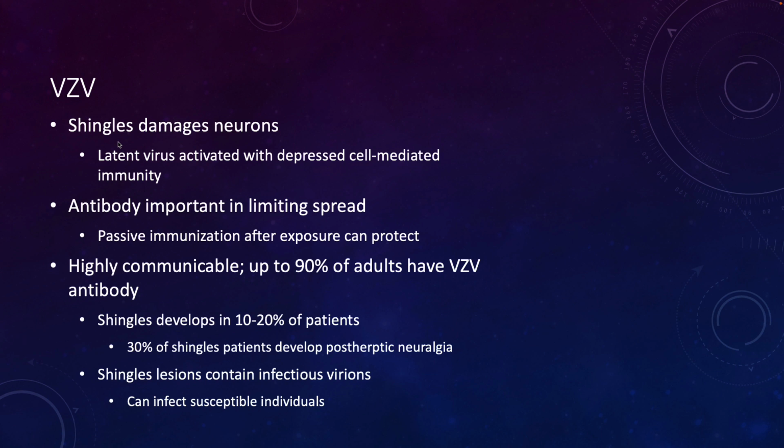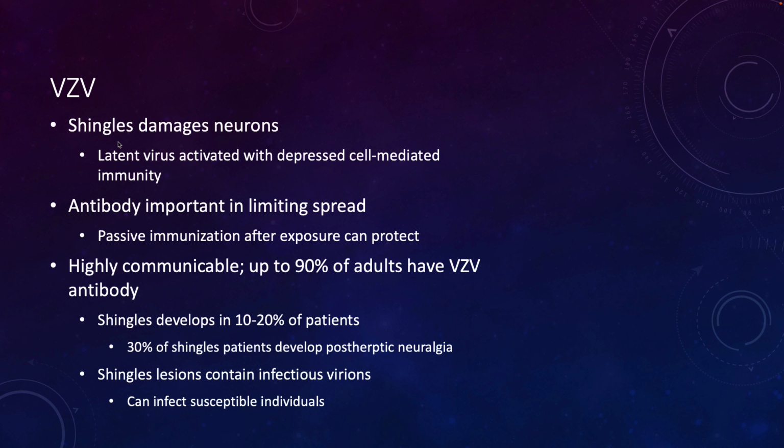Shingles, not a guarantee, but it can develop in 10 to 20% of patients who've had chickenpox. And 30% of patients will develop something called post-herpetic neuralgia, basically significant nerve pain that doesn't go away. The shingles lesions do contain infectious virions and can infect susceptible individuals.